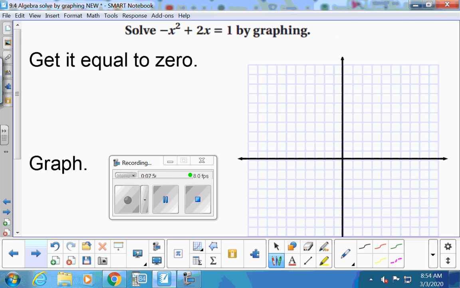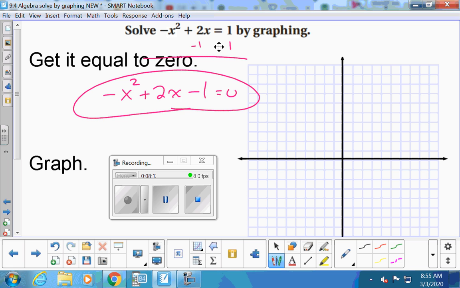Okay, let's get this set equal to 0 and then graph it. What would I do first to set it equal to 0? Subtract this 1 over to the other side. So what I want you guys typing into Desmos is -x squared plus 2x minus 1 equals 0. You don't even need the y equals or the equals 0. So -x squared plus 2x minus 1.